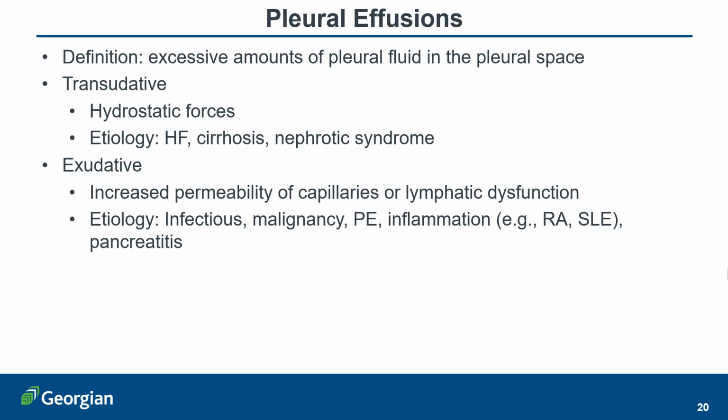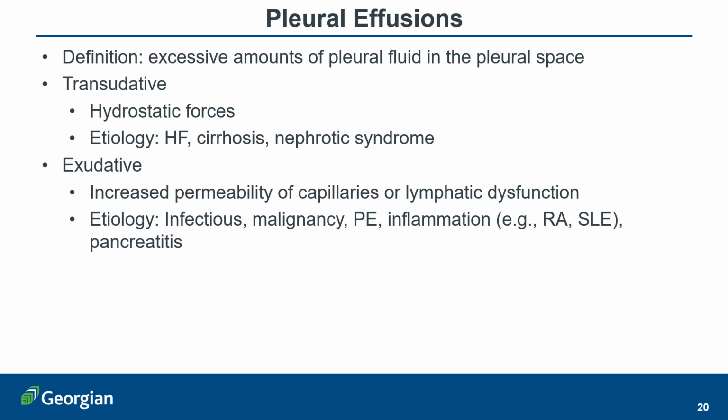Let's now discuss pleural effusion. Pleural effusion is when you have excess amounts of pleural fluid in the pleural cavity. Two types. Transudative is where you have an increase in the hydrostatic pressure in the pulmonary capillaries, and that could be because of heart failure. We'll discuss cirrhosis and nephrotic syndromes later on. So the increase in the hydrostatic pressure causes increased transudation of the fluid into the pleural cavity, resulting in a pleural effusion. Exudative pleural effusion is when you have an increase in the permeability of the capillaries or lymphatic dysfunction.